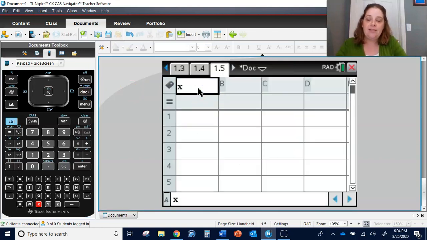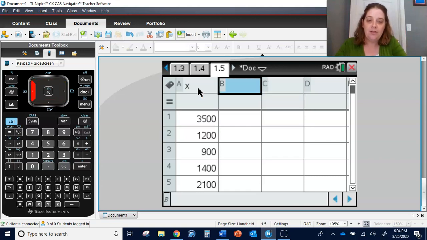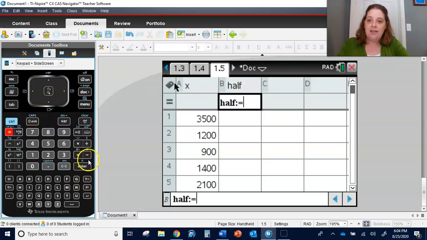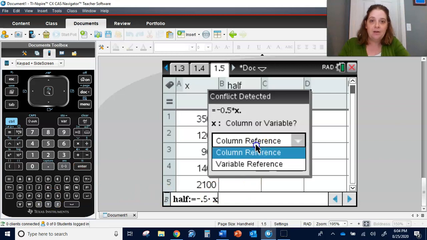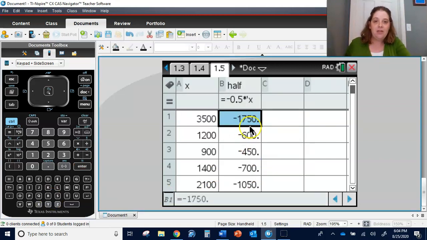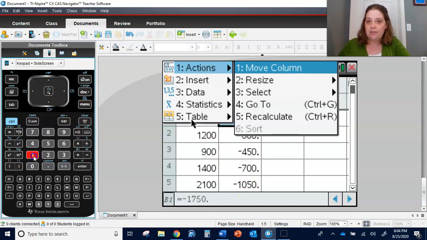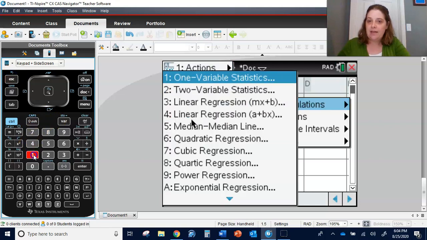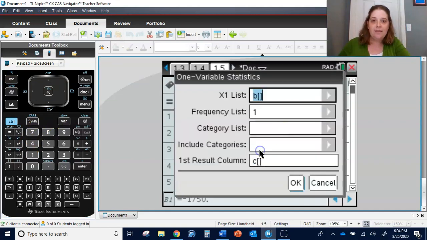Okay, and I'm going to say here x, there's my data, and we'll call this one half. Okay, so half, and let's say this equals, and I'm going to use the negative key, which is, there it is, negative 0.5 times x. Negative 0.5 times x. Okay, and I'm talking about variable x. Okay, so again, there's all those negative numbers. I'm going to run those one variable statistics. Statistics, stat calculations, one variable statistics, one list, and this time I'm going to take the one that says half.